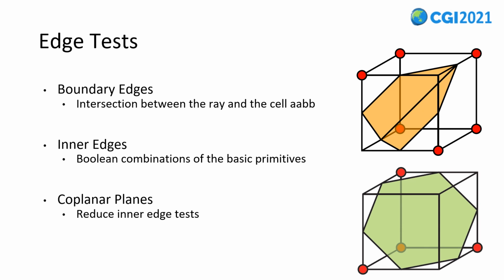This is because the boundary edge tests are addressed by the intersection between the ray and the cell. The inner edge tests are addressed by the Boolean combinations of the basic primitives, and the edge tests on the coplanar planes are reduced.